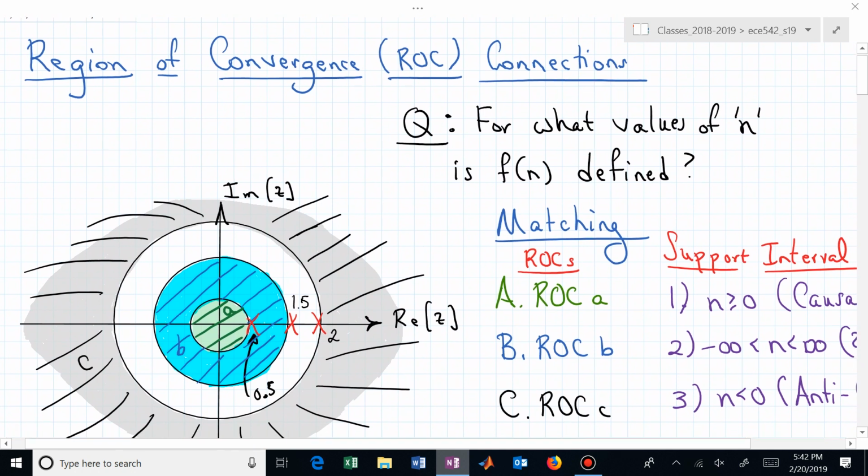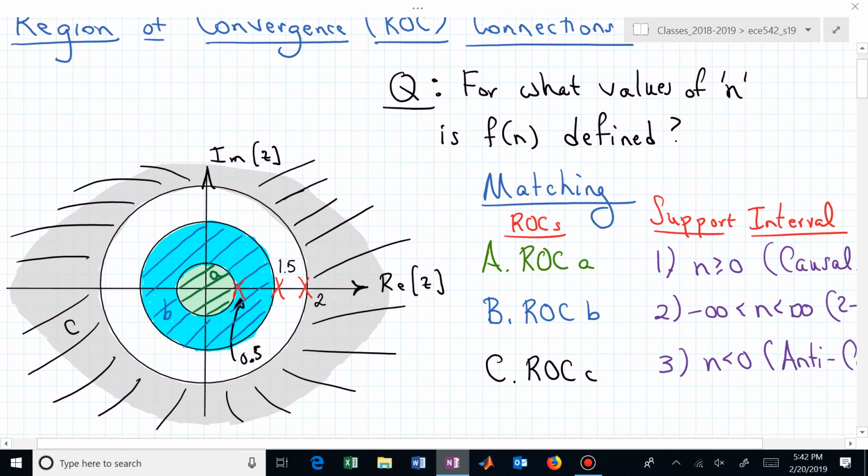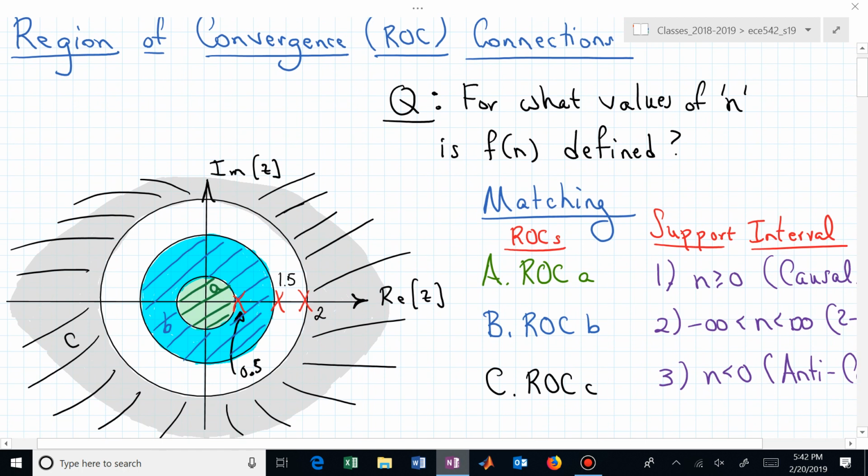Let's now go into our matching game. And I really want to play this because of the pictures that I've drawn. I hope you appreciate the figure that's in the lower left. Kind of looks like an eyeball staring at us. Maybe it's a little bit weird, but so be it.